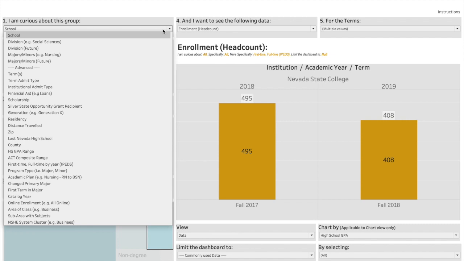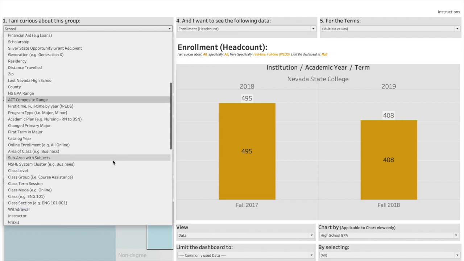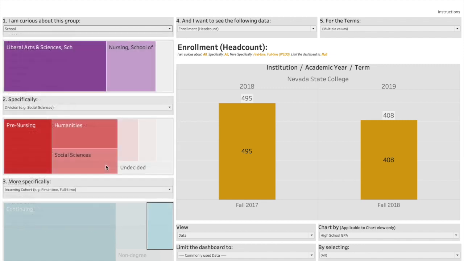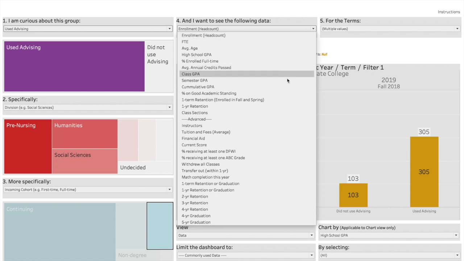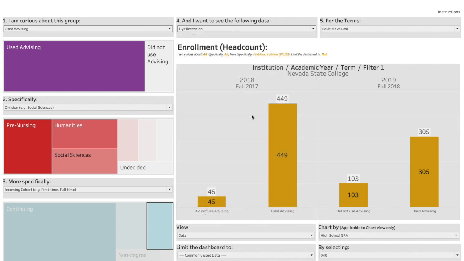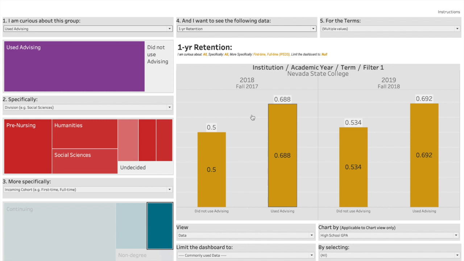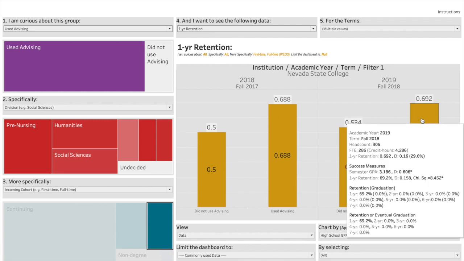We can look at the first-time, full-time enrollment and split it into 2 groups: students who have used advising and students who have not. When we do that, we see that more students have been reached through advising and their 1-year retention has also increased with advising. Is this increase significant? When we look at semester GPA and 1-year retention, we see stars next to them indicating that the change or increase is statistically significant.